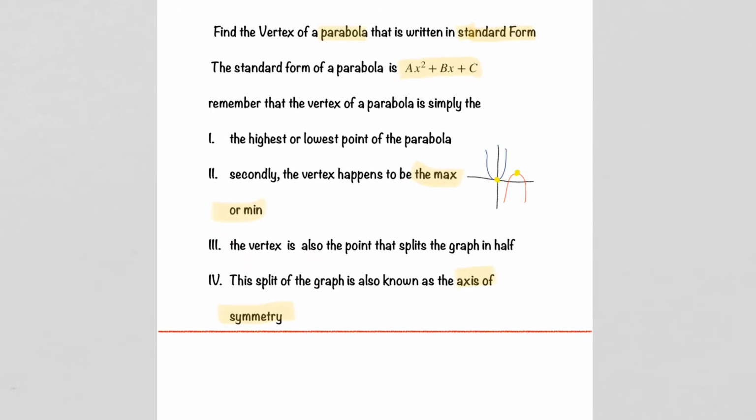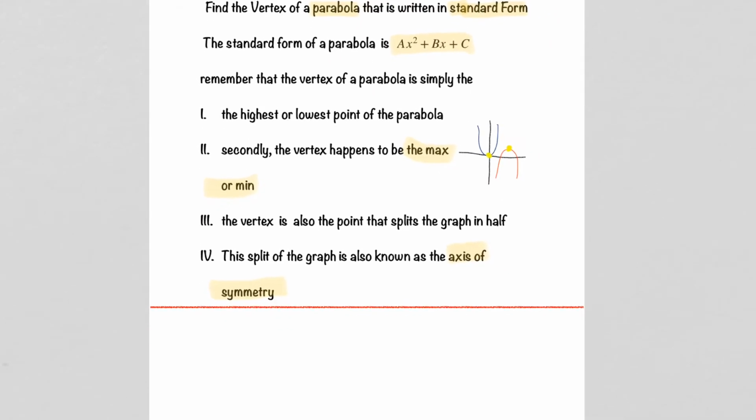Okay, so we know if we want to find the vertex of a parabola that's written in standard form, the standard form of the parabola is ax squared plus bx plus c. There are other forms of the parabola that describe the vertex in a different manner, and there are still other forms that, similar to lines, try to answer different questions.